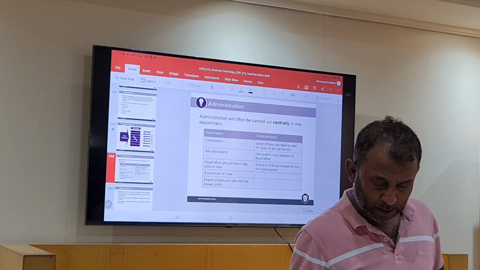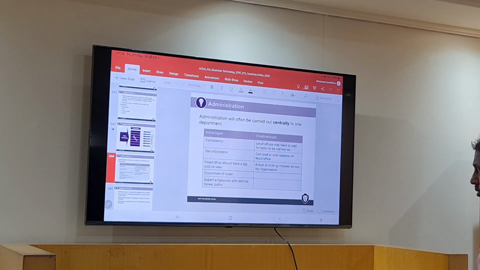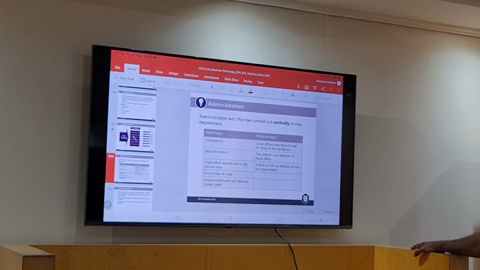Administration will often be carried out centrally in one department. Consistency, security and control, head office should have a big picture with economies of scale. Hope you all know the meaning of economies of scale, right? Expert employees with defined career paths. But there are some disadvantages. Local office may have to wait for tasks to be carried out. If you want to buy a broomstick also, you need to wait until the head office comes and gives the broomstick. By then, lots of dirt in the office. It can lead to over-reliance on head office.